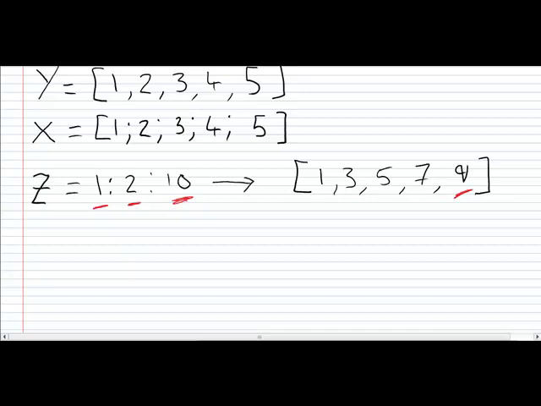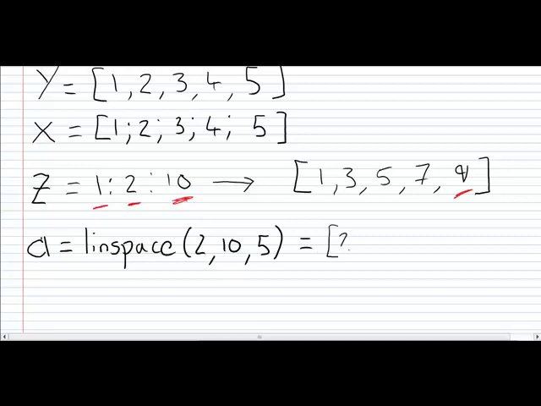We could also, let's create the vector, say A, using the function linspace. So if we were to use this in MATLAB, linspace of 2, 10, 5, that would create a vector of 5 elements, so 5 numbers, equally spaced, linearly spaced between the numbers 2 and 10. So what we would end up with is 2, 4, 6, 8, 10.